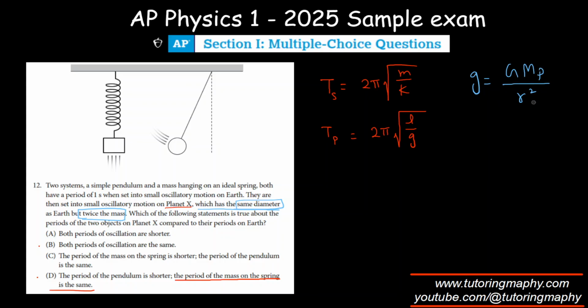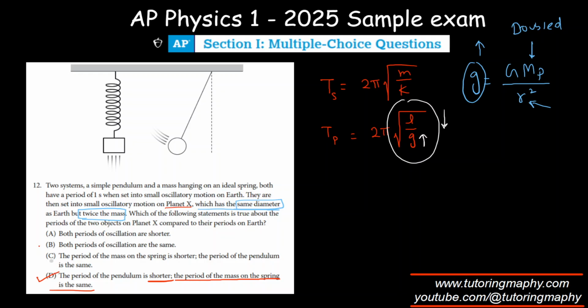Now they are saying that it is the same diameter, so the same radius, so this doesn't change, but the mass is double. So obviously when you double the numerator, this g will increase as compared to the Earth. So if g is going to increase, definitely this is going to change. So g is going to increase, so this is going to decrease, so the time period decreases. So it should be shorter.